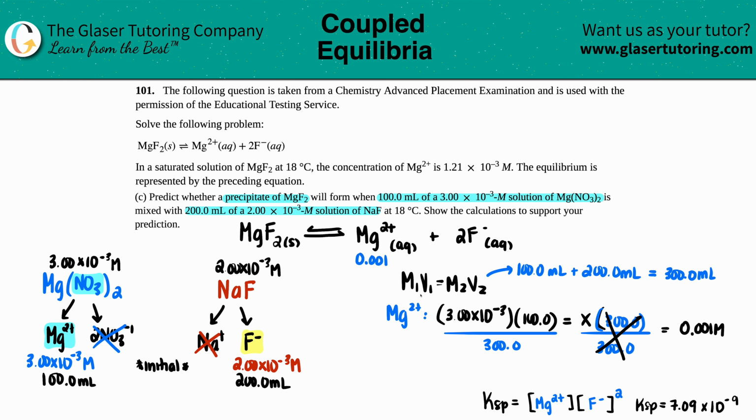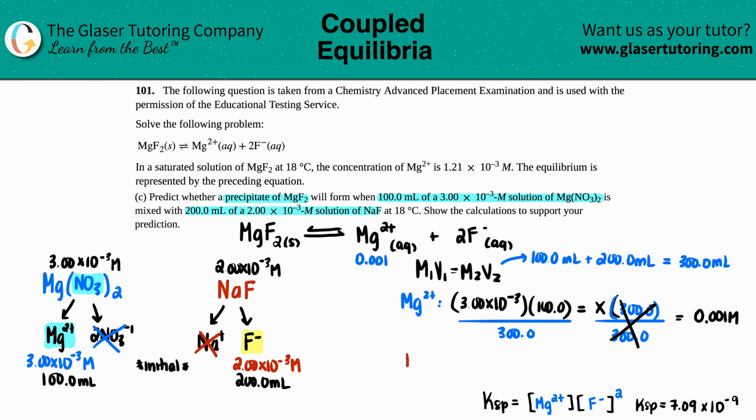Now I have to do the same thing for the F minus. Well, M1V1, the initial molarity was 2.00 times 10 to the negative third times the initial volume was 200. I'm going to solve for my new molarity, which is x, and the total volume, just like before, was 300. So, same exact idea here. Just divide by the 300.